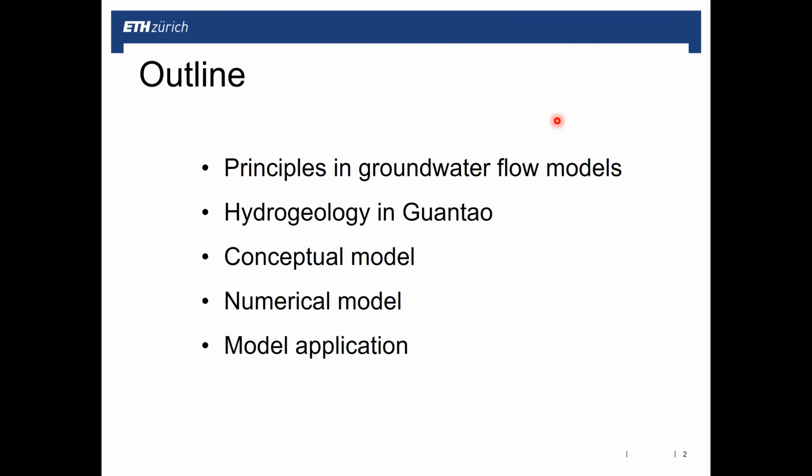First, I will give a short introduction about the principles in groundwater flow models, followed by a detailed introduction about the hydrogeology information in Guantao. Then I will show how to conceptualize the model and how to develop the numerical models, and also show the result. After that, I will show how to apply the numerical model in real applications.